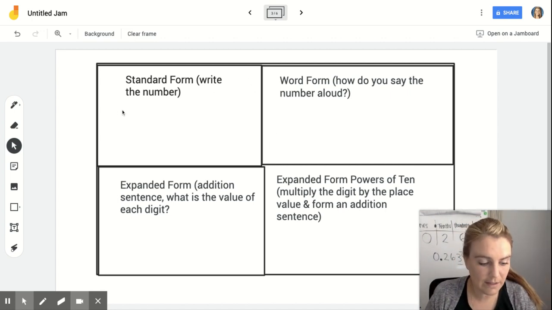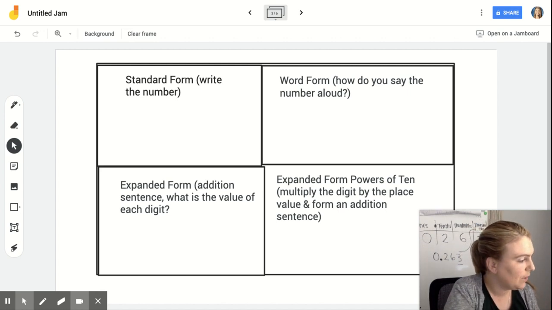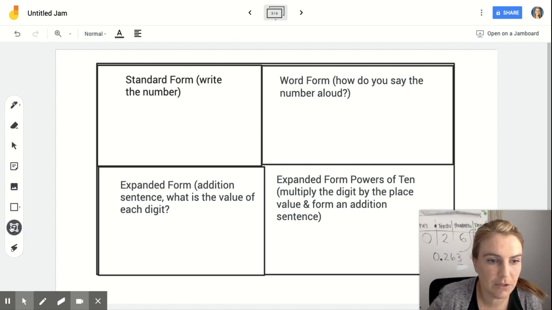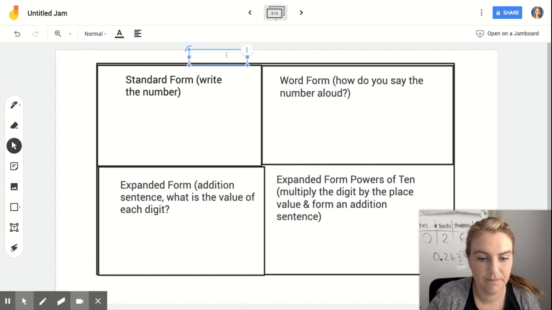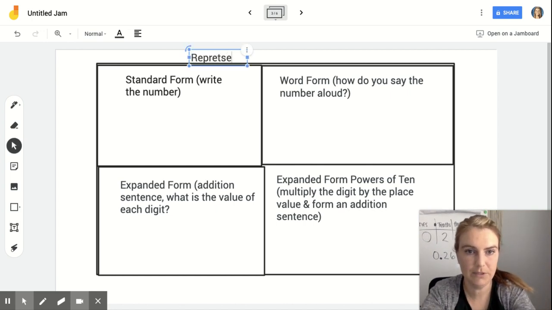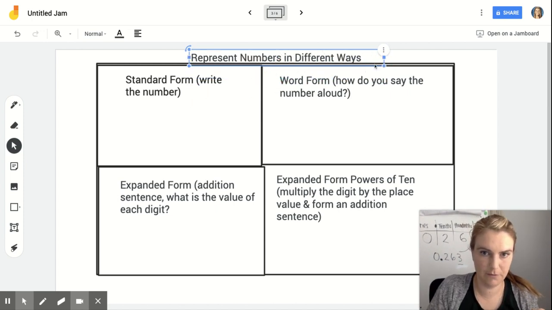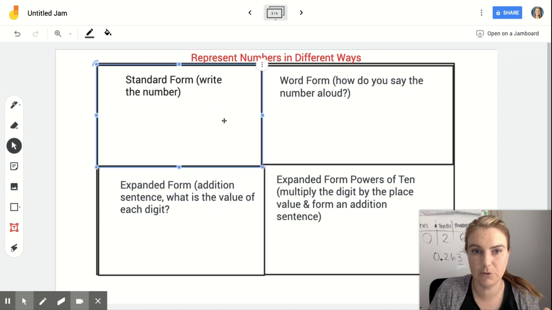And we can label this little chart that I made. We're going to be representing numbers in 4 different ways. Representing numbers in 4 ways. So let me add a title to mine. Represent numbers in different ways. And there's 4 different ways that we are going to be practicing. And this might look familiar to you from previous years. It will just be getting a little harder now that we're working more with decimals.